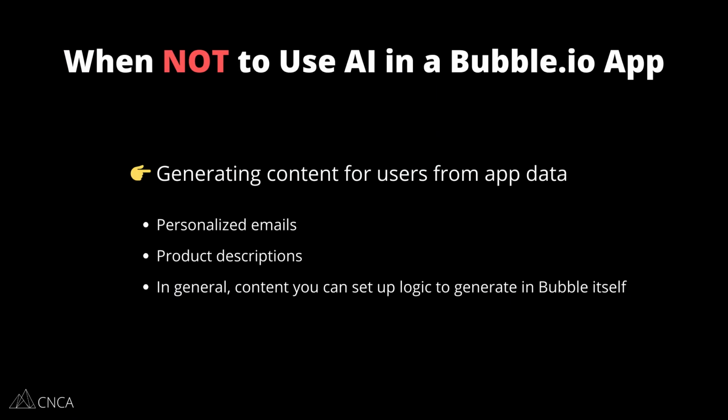The first example here is generating creative content. So things like a personalized email or a product description from details that are in your database, you have all of that capability directly in the Bubble editor. You do not always need AI for that sort of thing. Those are things that we see come up a lot, thinking that AI is the only solution when it's really not.